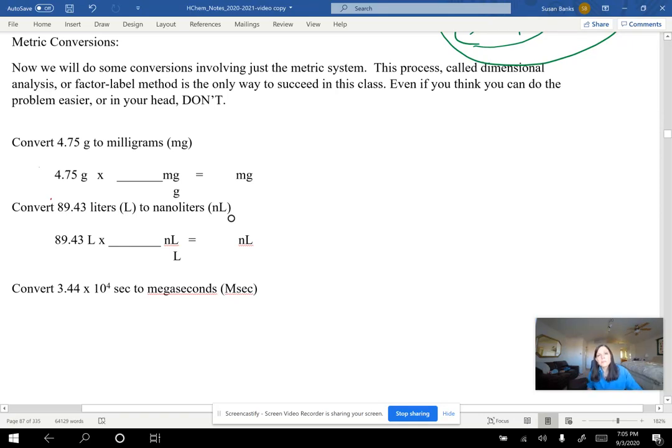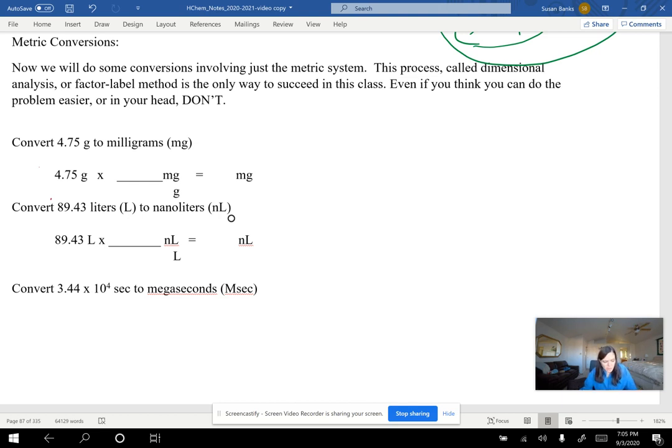All right, welcome back to Honors Chemistry. We are going to do metric conversions today. We're going to use dimensional analysis to do this. So here we go, metric conversions. Now we'll do some conversions involving just the metric system.